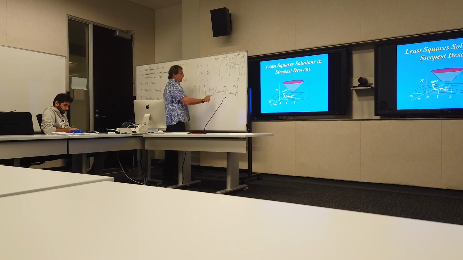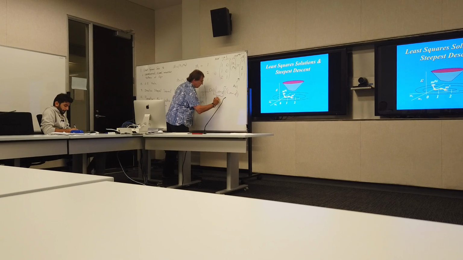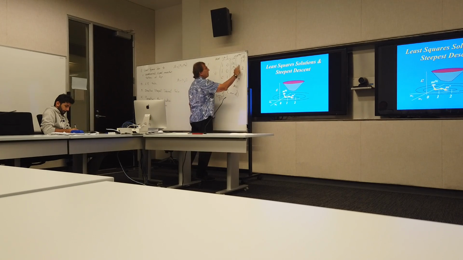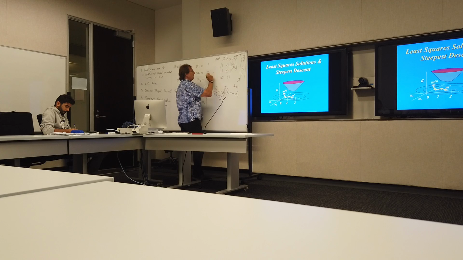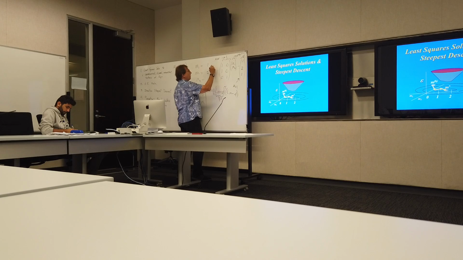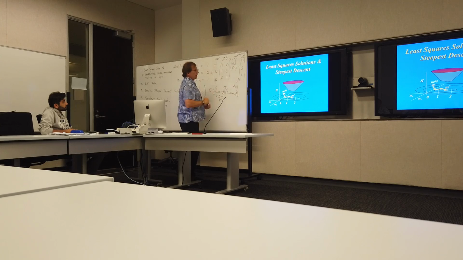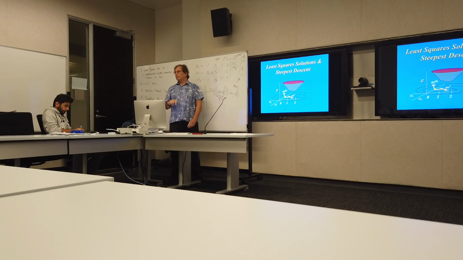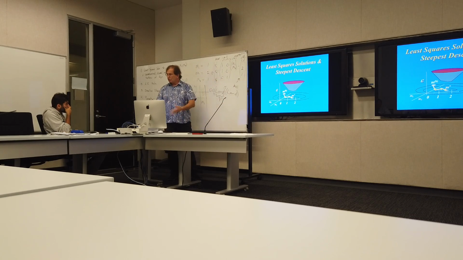And this guy is called the residual vector, and it's a difference between the predicted outcome and the actual outcome, or the predicted output and the actual or observed output.